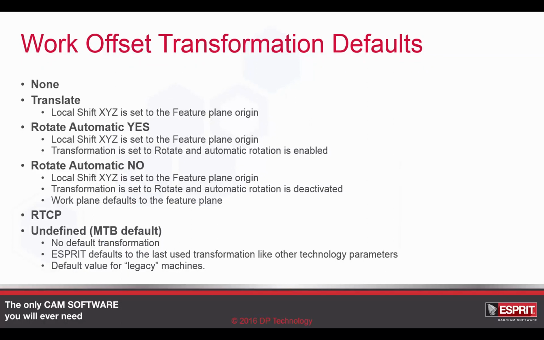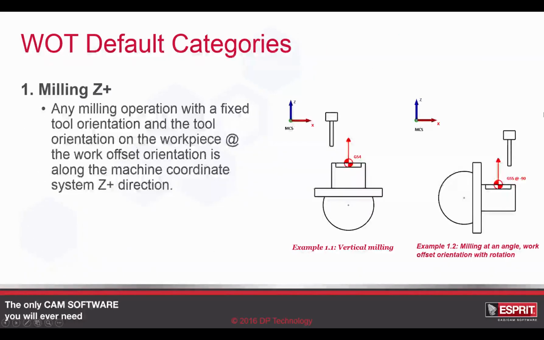For each category, the transformation can be defaulted to none or no transformation, translate for a local XYZ shift, rotate with the system automatically choosing the rotation, or rotate where the rotation is manually specified. In this case, the default is the feature plane. Finally, you can choose RTCP or undefined, in which case ESPRIT defaults to the last used transformation like other technology parameters. In order to specify each transformation default, we have 8 categories.